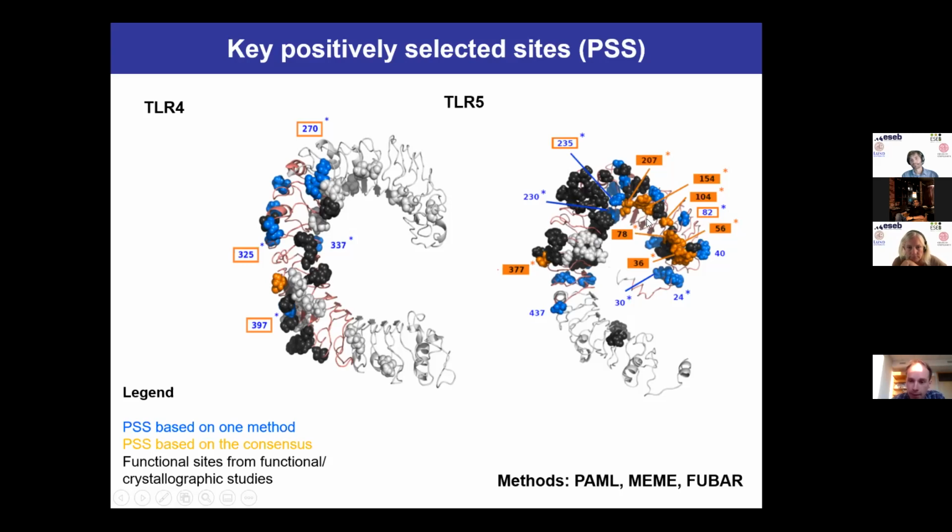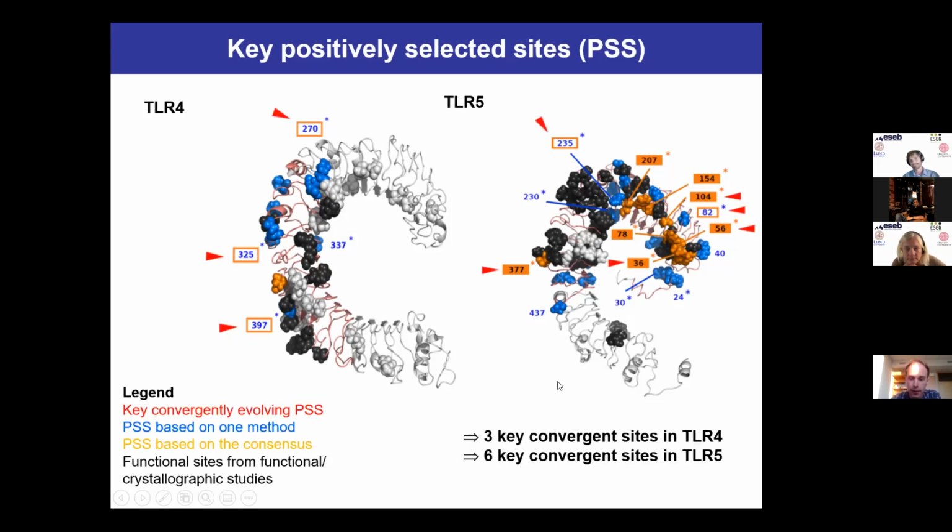What you can clearly see here is that a lot of positively selected sites are located in close proximity to the binding site. And more importantly, some of these sites also evolve convergently and pass all the aforementioned criteria. So all of these positions can be further candidates for functional testing.